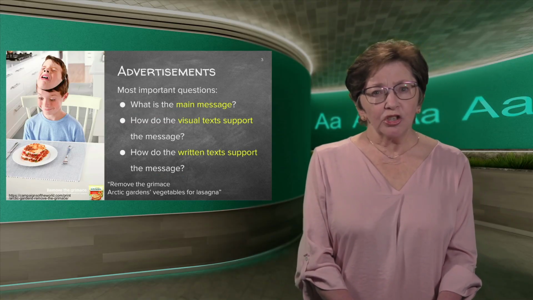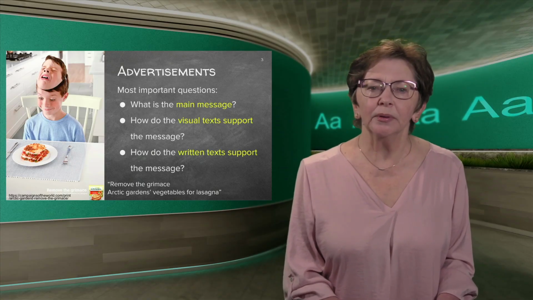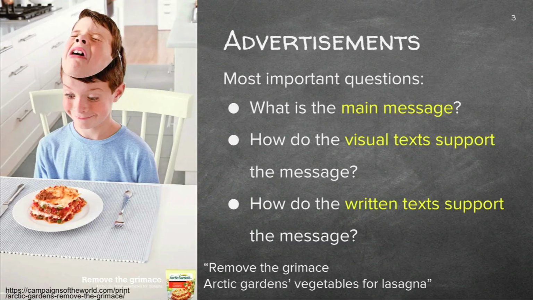Now, to start off with, let us look at a very, very simple little advertisement. Very easy to analyze. I say to you that the visual and the written texts work together to create a message for a target audience. Now let's look at this advertisement. We're going to look at the visual text, and the written text, and see how they work together to form a certain message for a target audience.